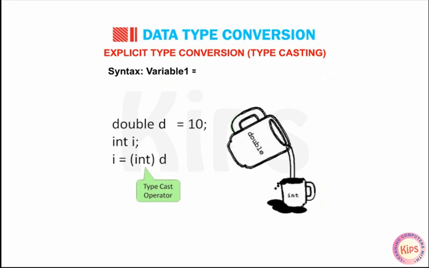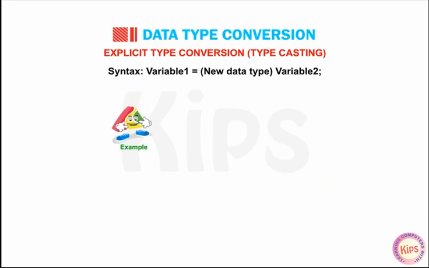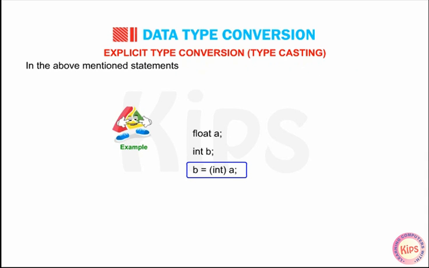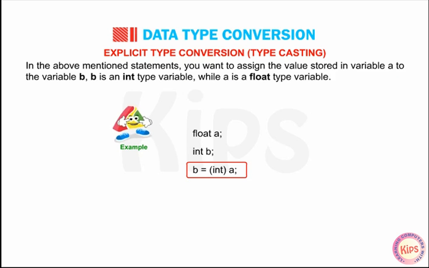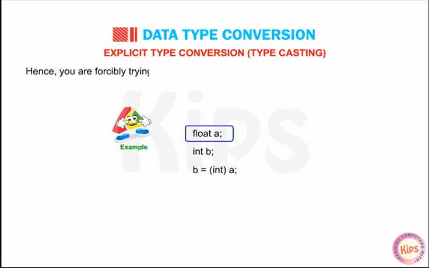Syntax: variable1 = (new data type) variable2; For example, float a; int b; b = (int) a; In the above mentioned statements, you want to assign the value stored in variable a to the variable b. b is an integer type variable while a is a float type variable. Hence, you are forcibly trying to convert the data type of the variable a from float to integer.